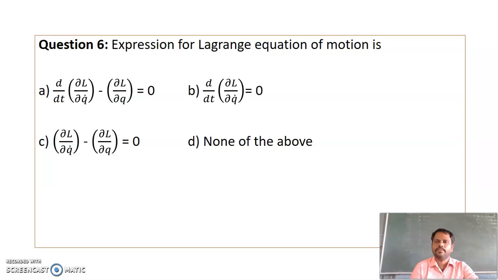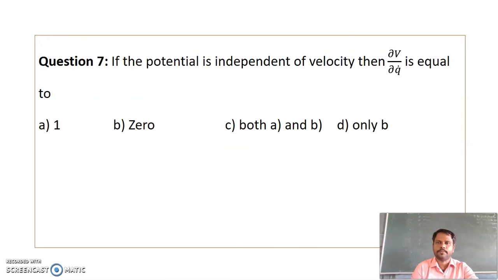Question number 6. Expression for Lagrangian equation of motion. It is d by dt of dou L by dou Q dot minus dou L by dou Q is equal to 0. So this is for conservative forces. If it is a non-conservative force, the 0 on the right hand side should be replaced by capital Qj. So the option is answer A.